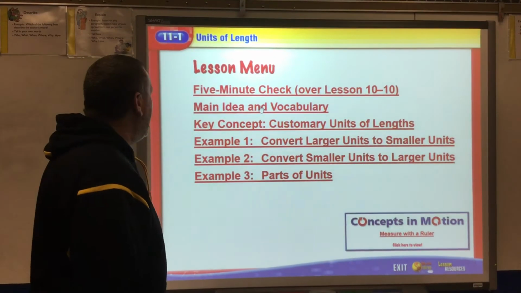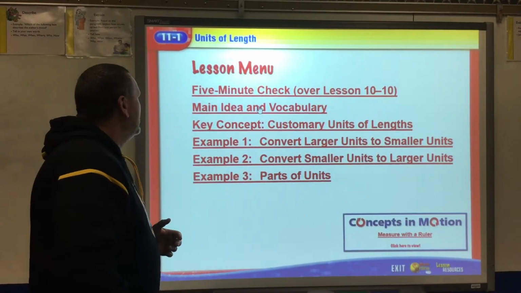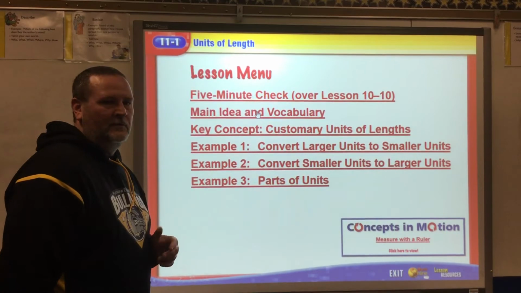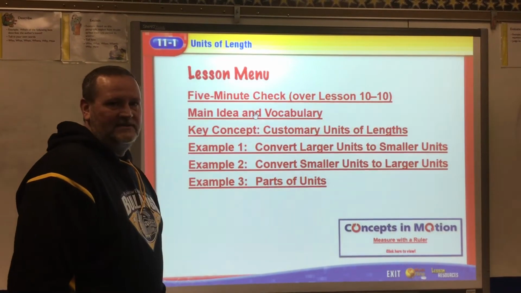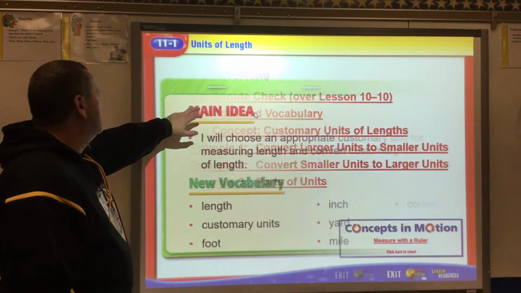Today we're moving from chapter 15 and looking at chapter 11, which is dealing with customary units of measurement. The first one is we're looking at lengths. So, let's take a look at the main idea.